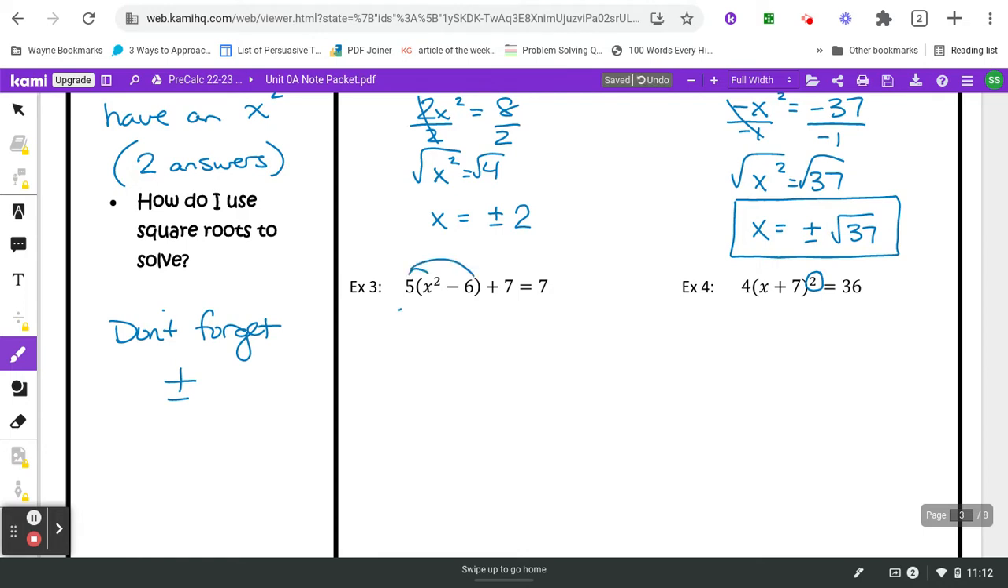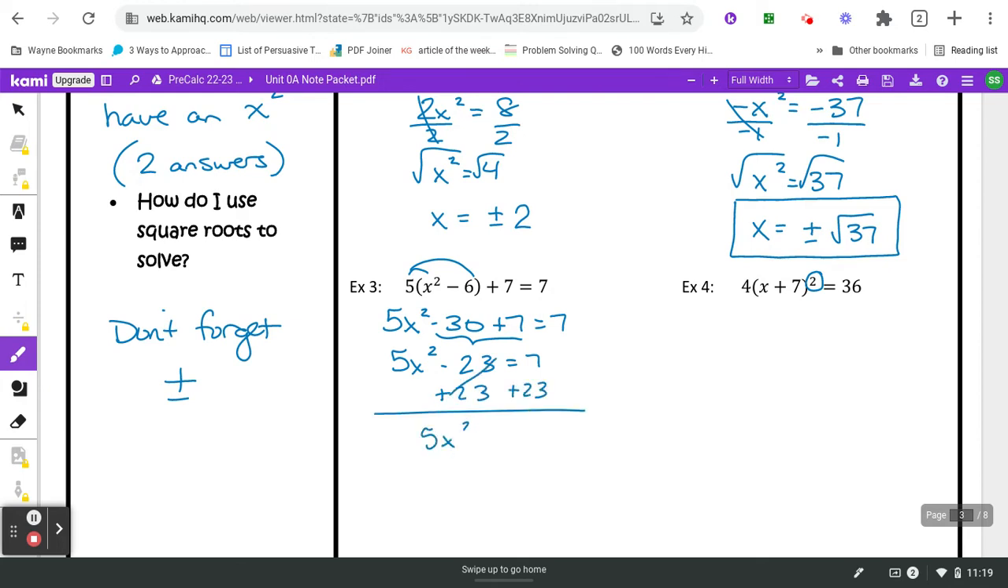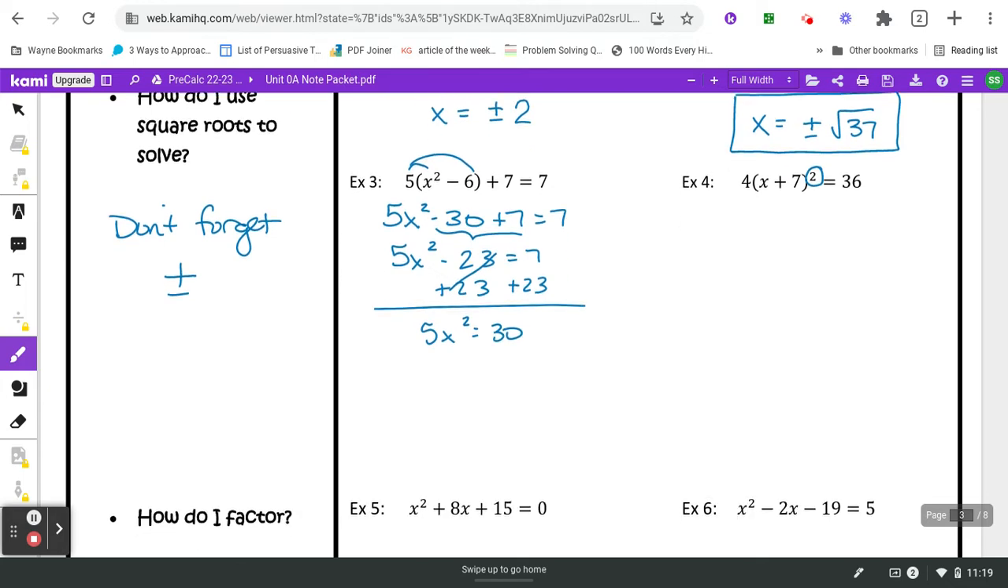Problem 3, though, we'll start by distributing. Then I'll combine the like terms. So I put those 2 together. Then I'll solve it by adding 23. Divide by 5. So notice we're getting the x squared alone again. And then square root. Put a plus or minus sign on. And the square root of 6 would give me a decimal, so I will just leave it as the square root of 6.